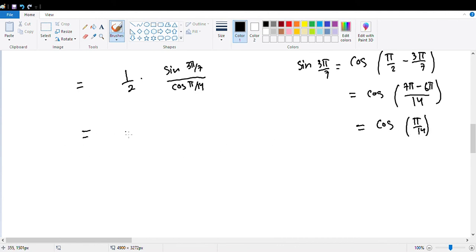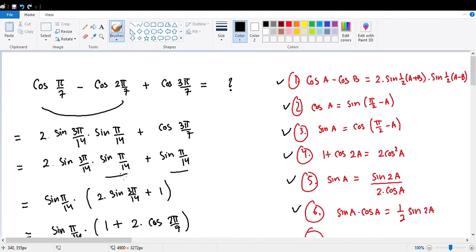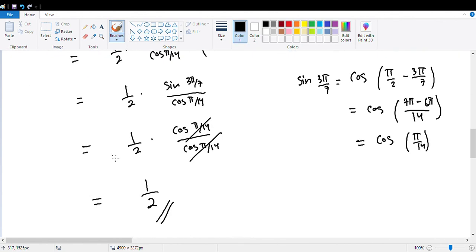So our expression becomes 1 half times cosine pi over 14 divided by cosine pi over 14, right? And now we can cancel out these terms, and we get the result for this problem: 1 half. Okay, so the solution for this is 1 half.